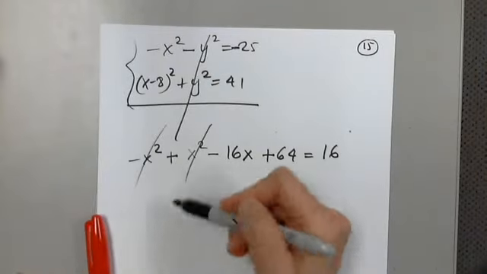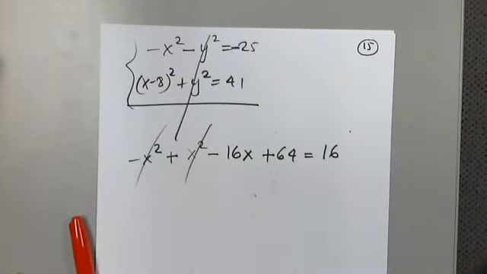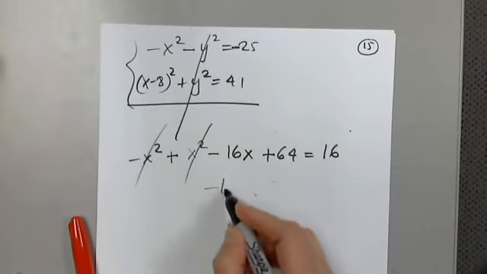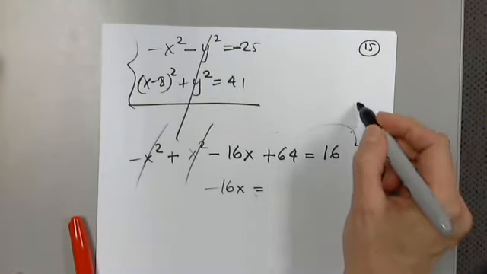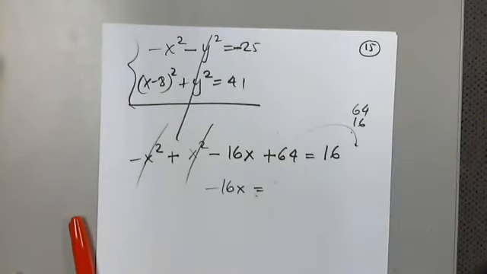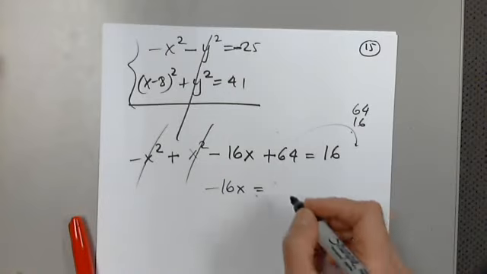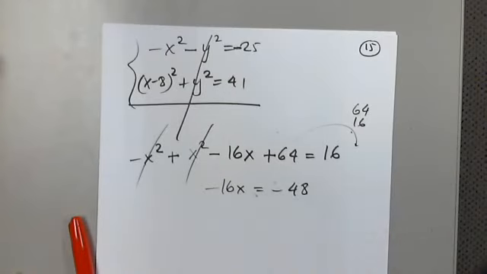Luckily, these 2 go away, so it's not even quadratic. It's linear. So I have negative 16x equals, I have to move 64, so 64 minus 16, 48 with minus. It should have been 16 minus 48, but I knew it was going to be a negative number, so I calculated 64 minus 16. Good. So then from here I know that x equals 3.